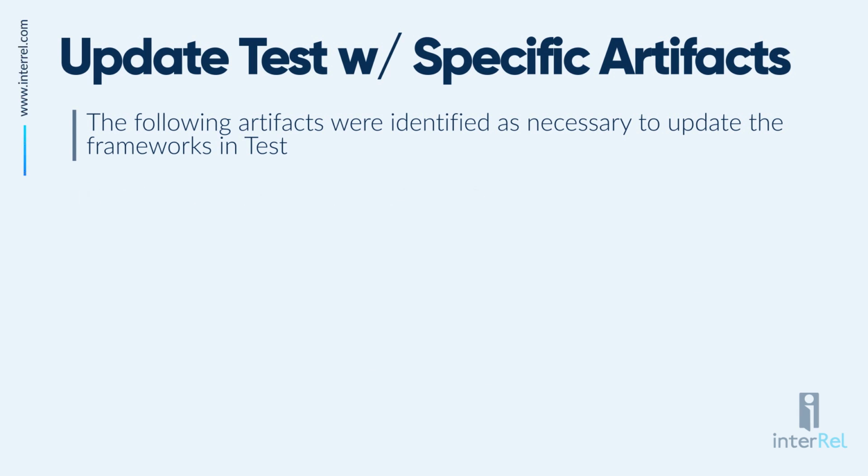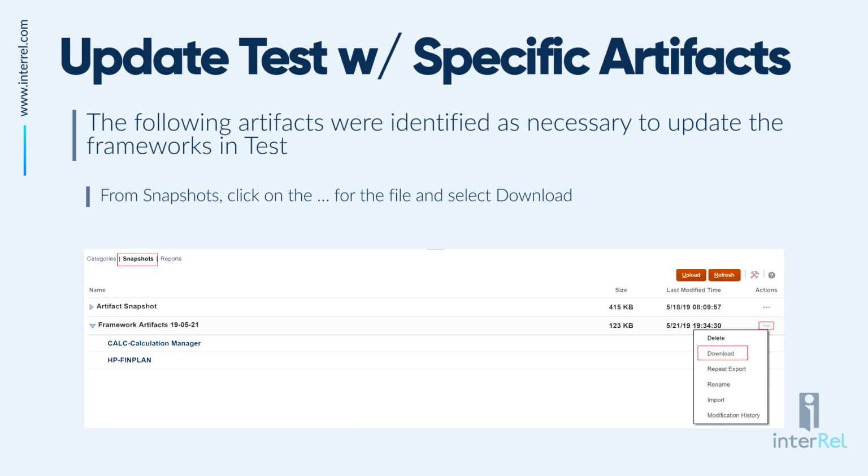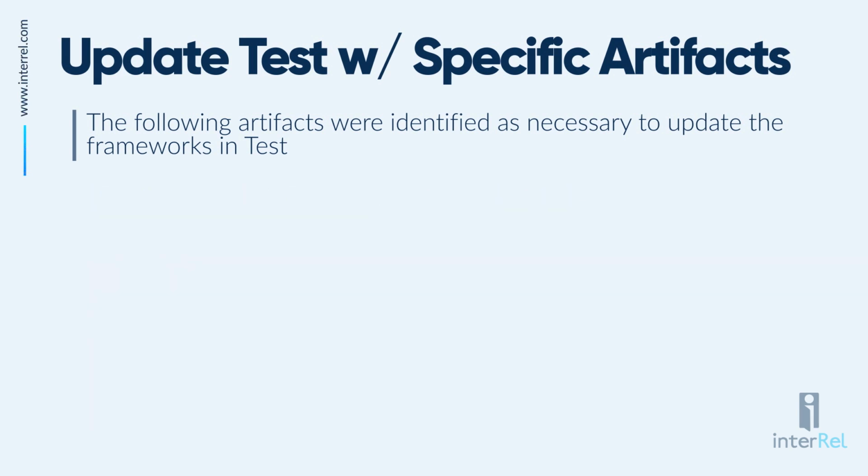Now we can move to the Snapshots tab and locate the file we just exported. Click on the three dots and select Download. Select the folder location on your PC to save the file and click Save. We've now completed what needs to be done in the prod environment. To recap, we recreated our application in prod with the same application name and settings, enabled Workforce and Capital with the addition of the third custom dimension, and exported the applicable artifacts to our PC.